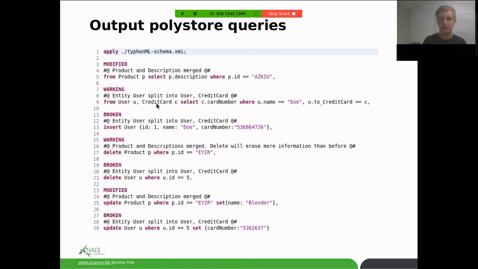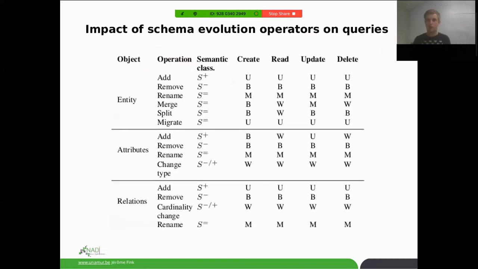There is a query with a running flag. The running flag tells the user to be careful because the query worked on the new Polystore but could have some side effects. Here, this query could now respond with multiple car numbers instead of only one. Then the last flag is the broken flag, which tells the user that the query couldn't be adapted to the new target schema. We formalize all these transformations in this table.